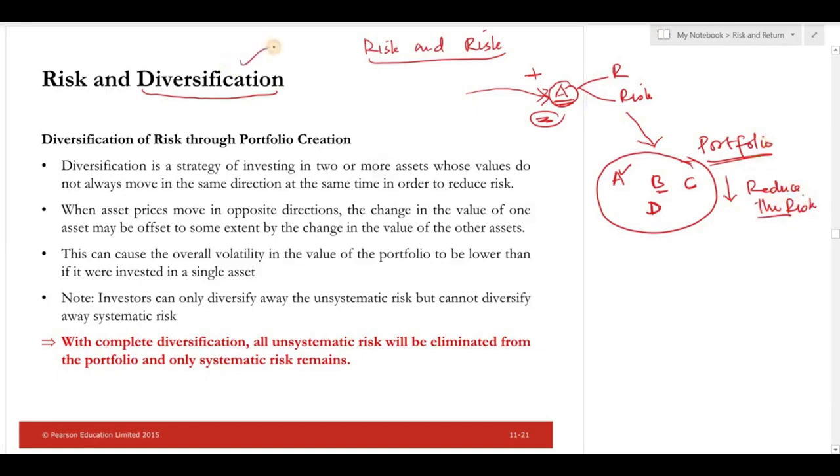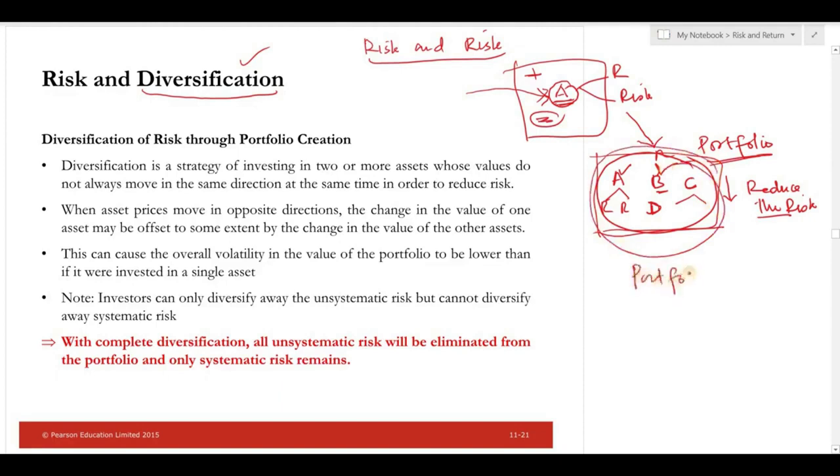So it means previously we were dealing with only one stock. Now we are talking about a number of stocks in a portfolio. And when we make a portfolio, remember this stock has some risk and return, and this also has some risk and return. Every security has its own risk and return. So when we combine all these securities, we call it, let's say, portfolio 1.